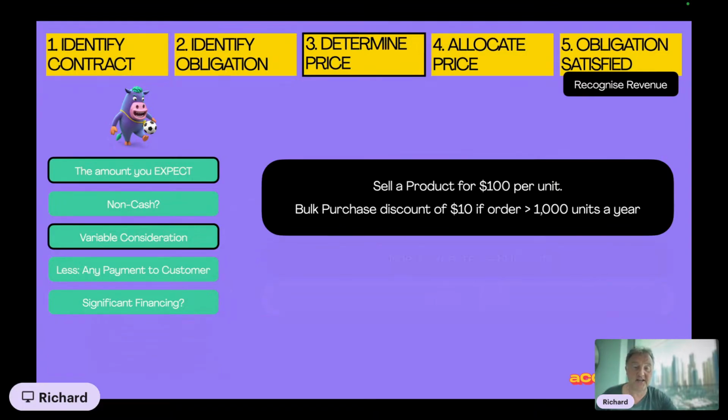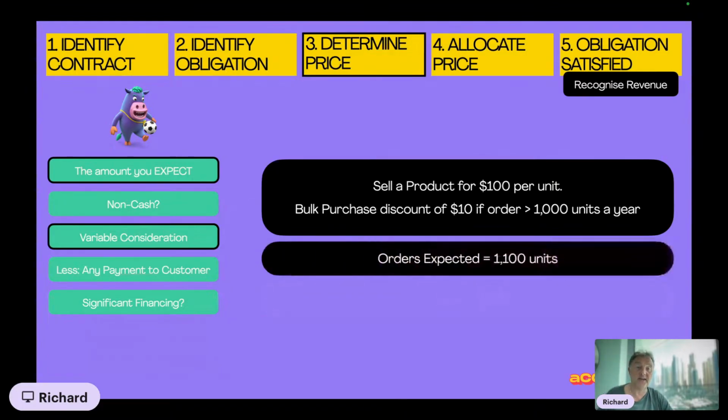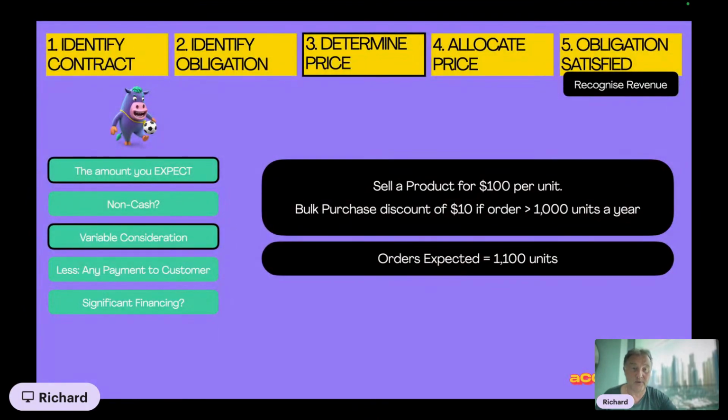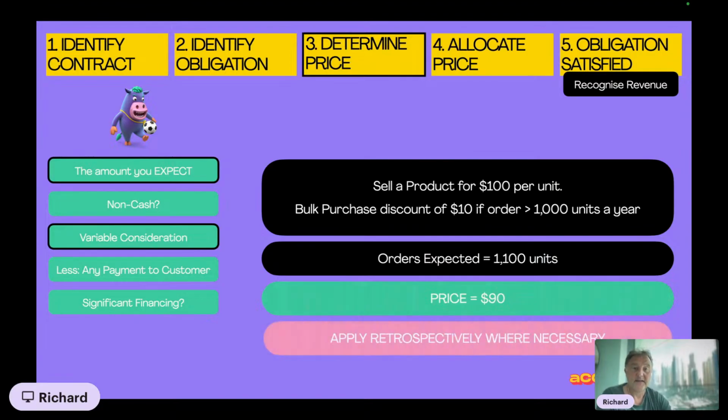How would that change if we know that we expect 1,100 units to be sold? Well, in which case we know we're probably going to have to give a discount, so we recognize revenue to begin with at the 90 instead of the 100. All okay with that? Everybody still with me? So we've got to apply that retrospectively, so you might not have known that your orders were going to be over 1,000. As soon as they do reach over 1,000, you go back and change your sales to $90.